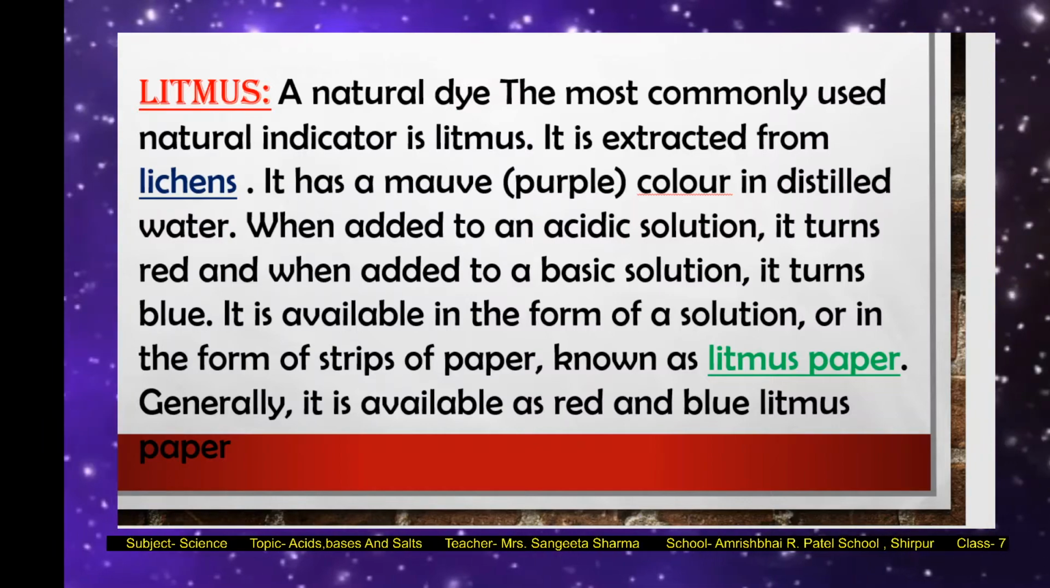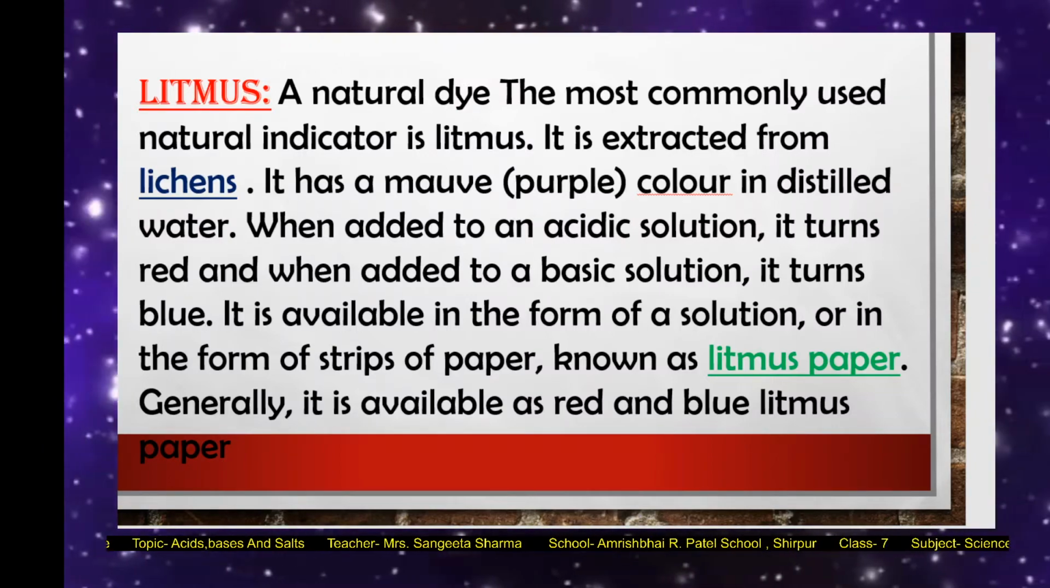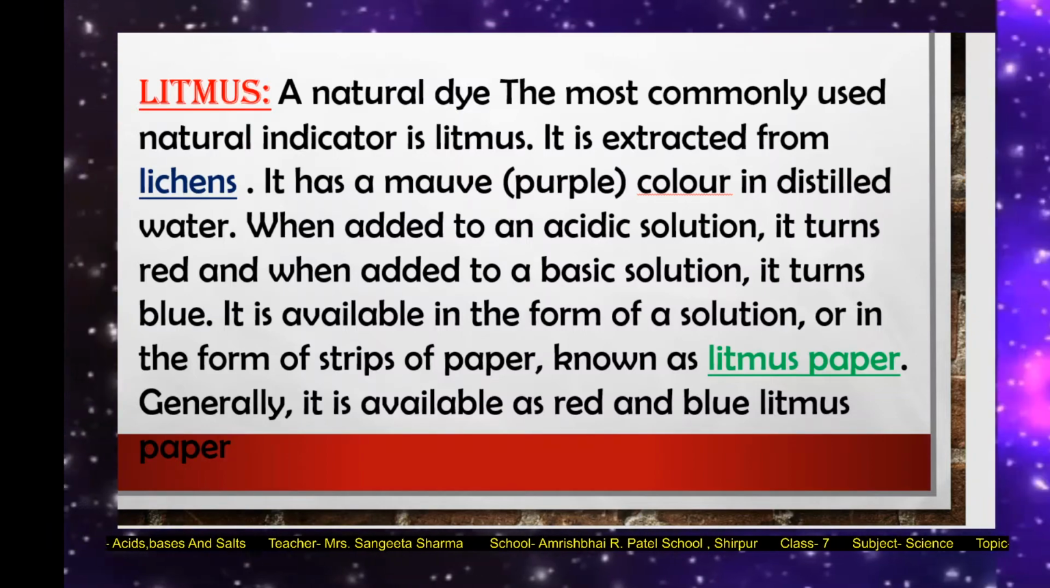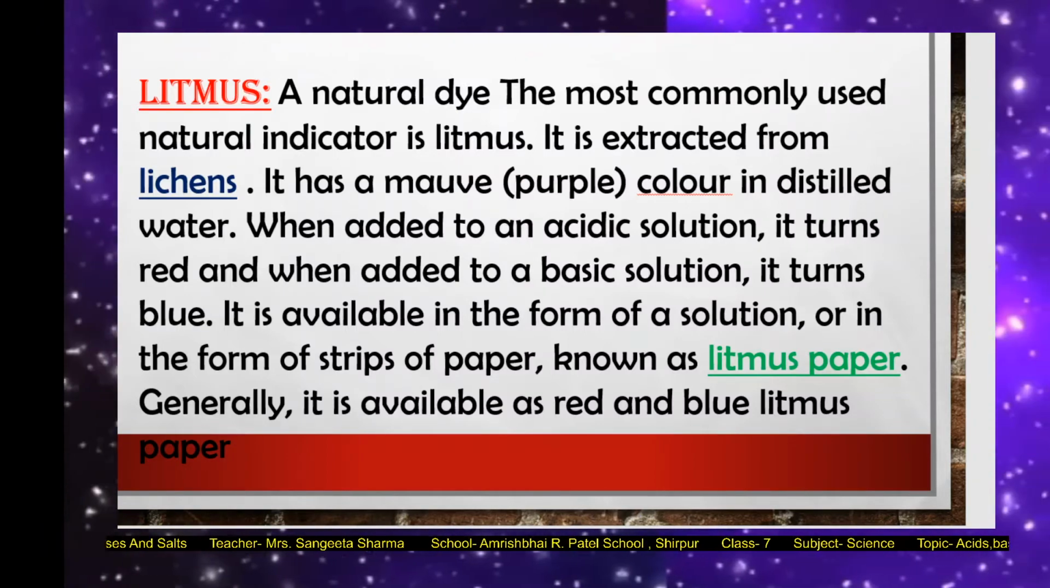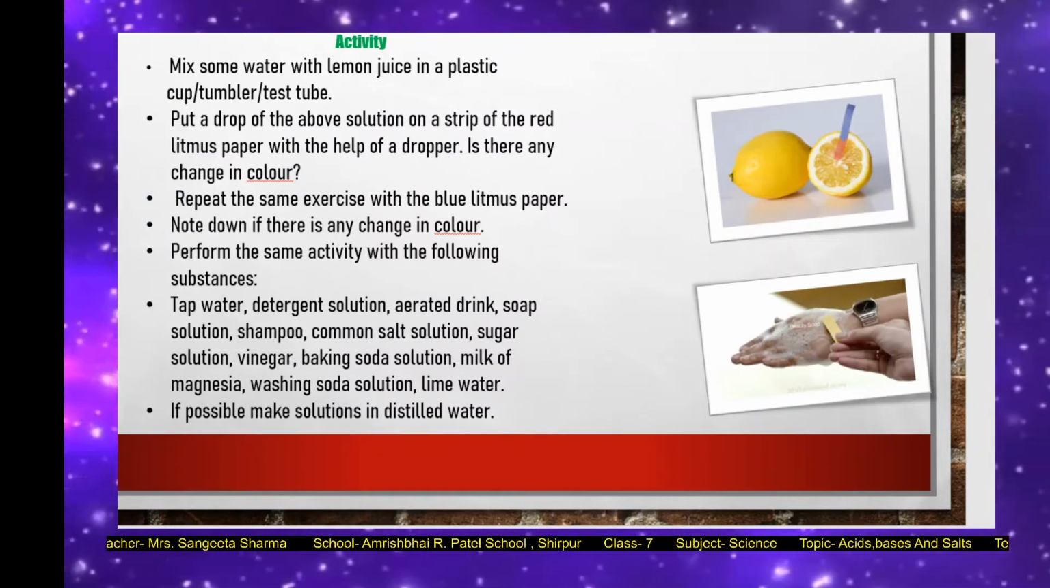It is available in the form of solution or in the form of strips of paper. That paper is known as litmus paper, and the solution is known as litmus solution. Generally, it is available as red and blue litmus paper. Now, next we have to see one activity that you have to perform.